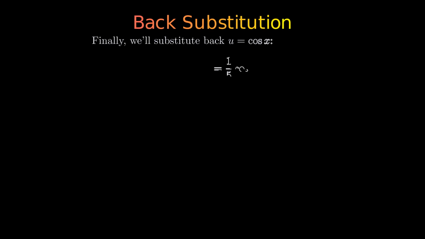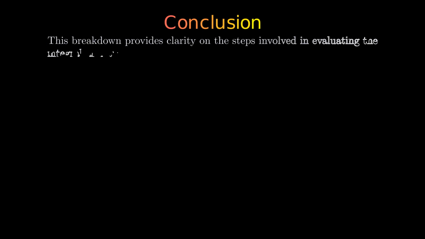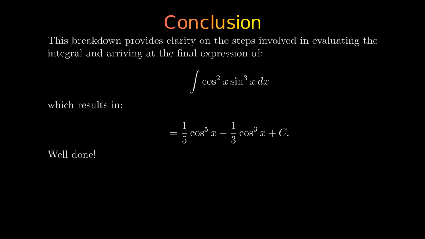Finally, we'll substitute back u equals cos x, which gives one-fifth cos⁵x minus one-third cos³x plus C. This breakdown provides clarity on the steps involved in evaluating the integral and arriving at the final expression of the integral of cos²x sin³x dx, which results in one-fifth cos⁵x minus one-third cos³x plus C.